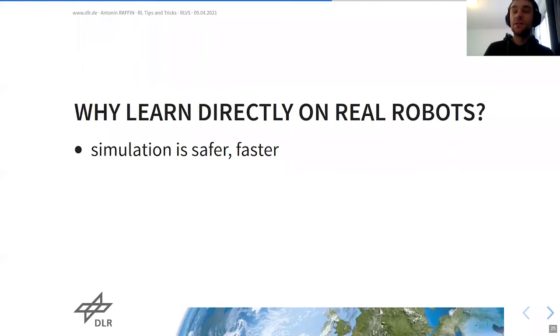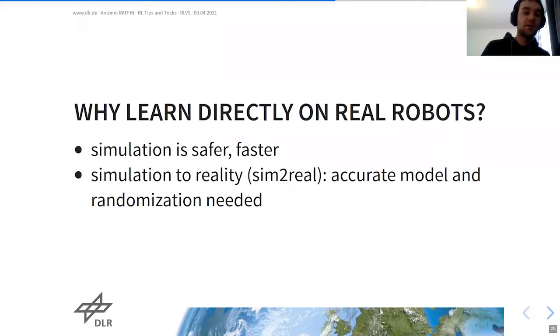You also have some successful examples of simulation to reality. I would highly recommend you take a look at the two ANYmal papers. One is called Blind Locomotion, if I recall. But those require an accurate model and also randomizing the simulation. And even with those two, you are not guaranteed that it would work on a real robot.